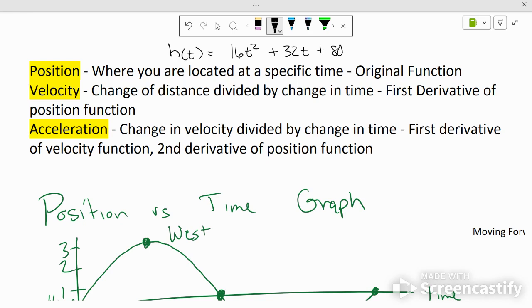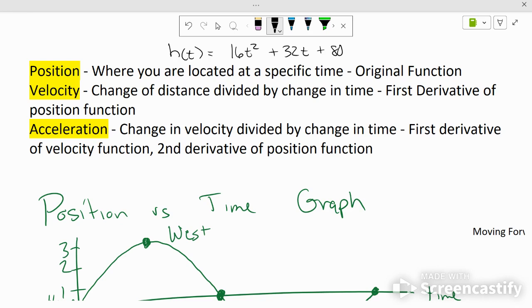And acceleration is the change in the velocity divided by the change in time. It's how much the velocity is changing over time. So the acceleration is the first derivative of velocity, or it's the second derivative of position. That's why we learned to take two derivatives last chapter: if I want acceleration, I have to take the derivative and then the derivative again. So that's acceleration.